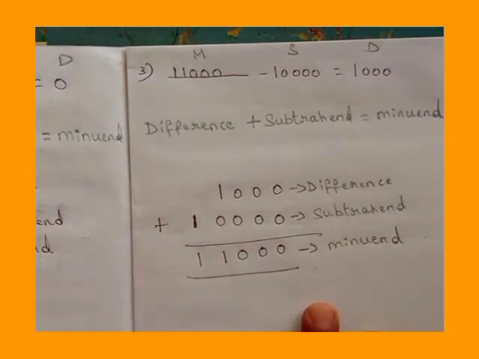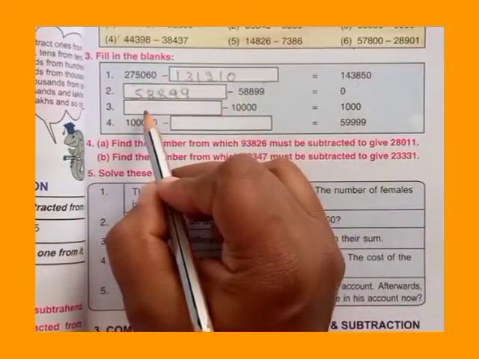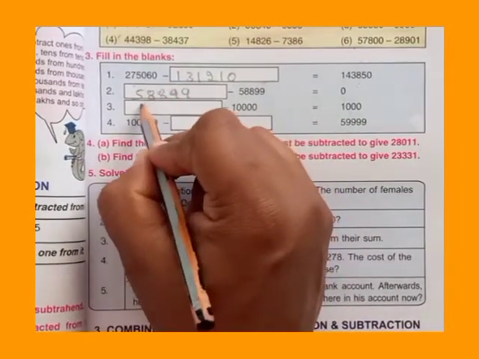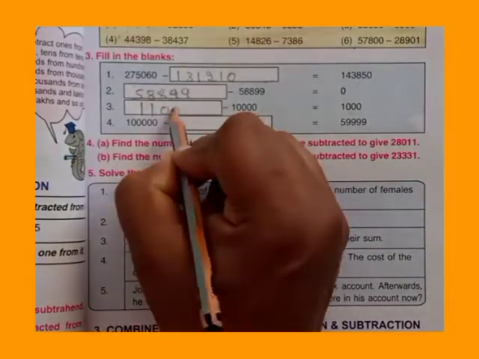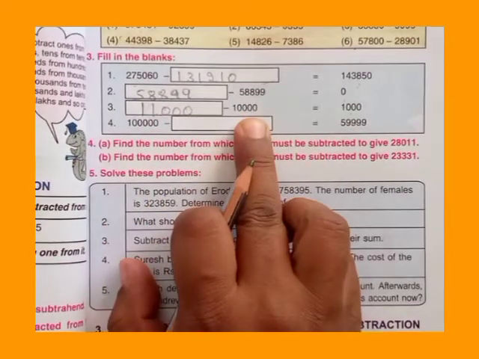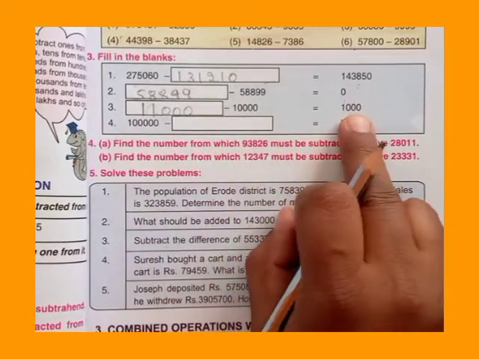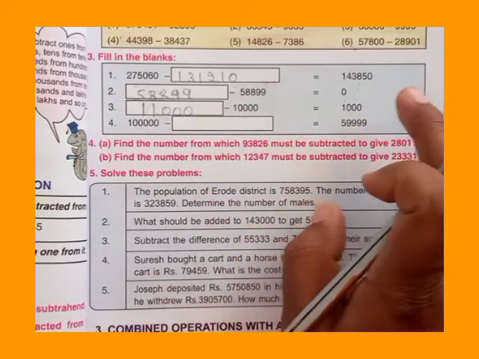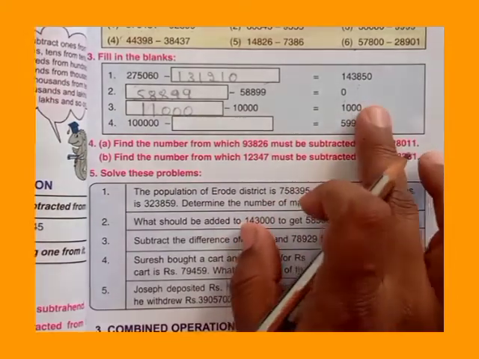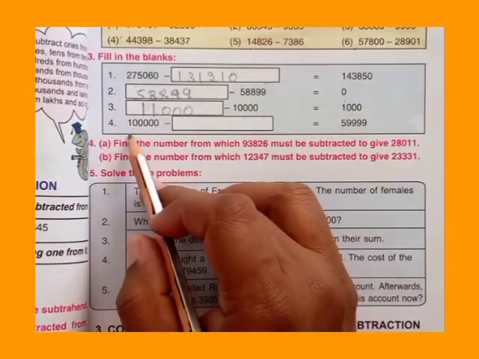Okay, next, the fourth one. See, dear children, let's fill the answer here. This will be 11,000. 11,000 minus 10,000. See, if you take out that 10,000, how much is remaining? 1,000 is remaining. Okay, the answer is 1,000. Isn't it? Here, difference.